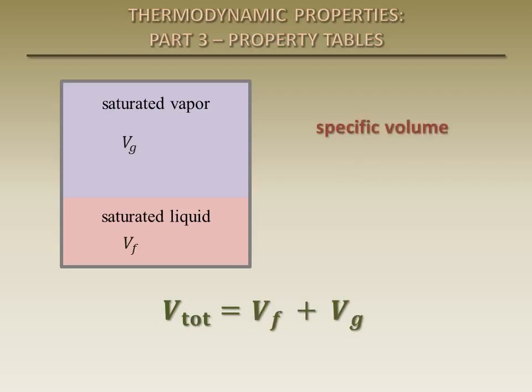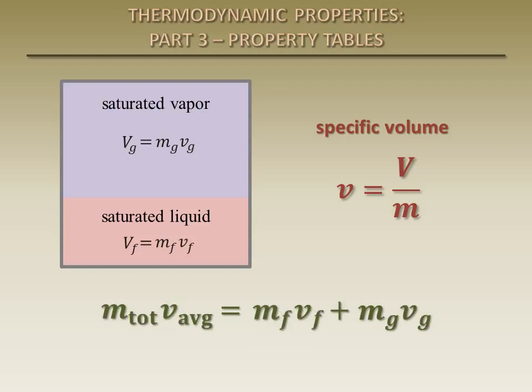Remember that the specific volume is defined as the volume over the mass. So the volume of the vapor can be expressed as the mass of the vapor, mg, times the specific volume of the vapor. Similarly, the volume of the liquid can be expressed as the mass of the liquid, mf, times the specific volume of the liquid, and the total volume of the mixture can be expressed as the total mass of the mixture times some average specific volume of the liquid-vapor mixture.